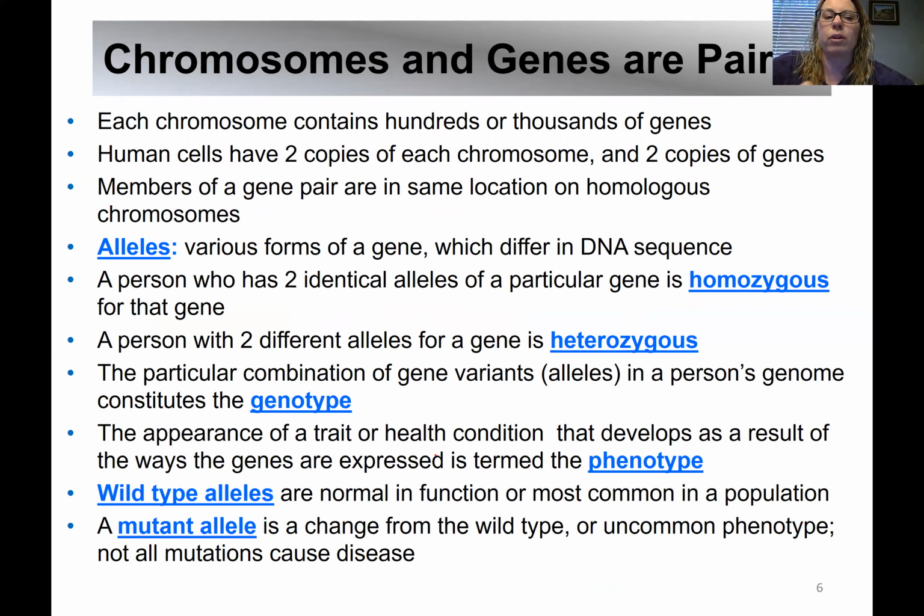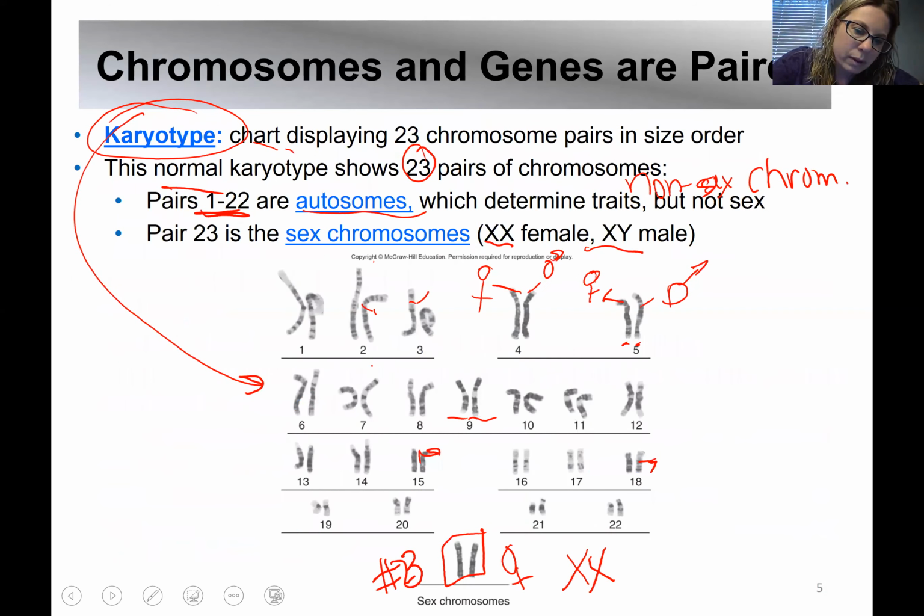Okay, so as I mentioned before, each chromosome has hundreds or thousands of genes on it, which are, again, regions of DNA. And we said each human cell, other than the gametes, has 2 copies of each chromosome. Again, 1 from mom, 1 from dad. Each member of the pair is called a homologous chromosome, so this one and this one are homologous chromosomes. This one and this one is a homolog. This one and this one is a homolog.